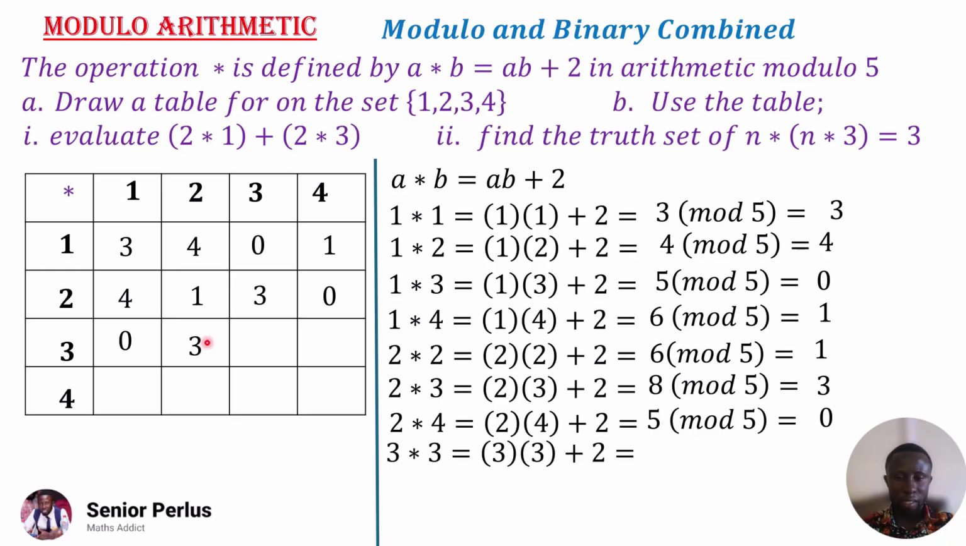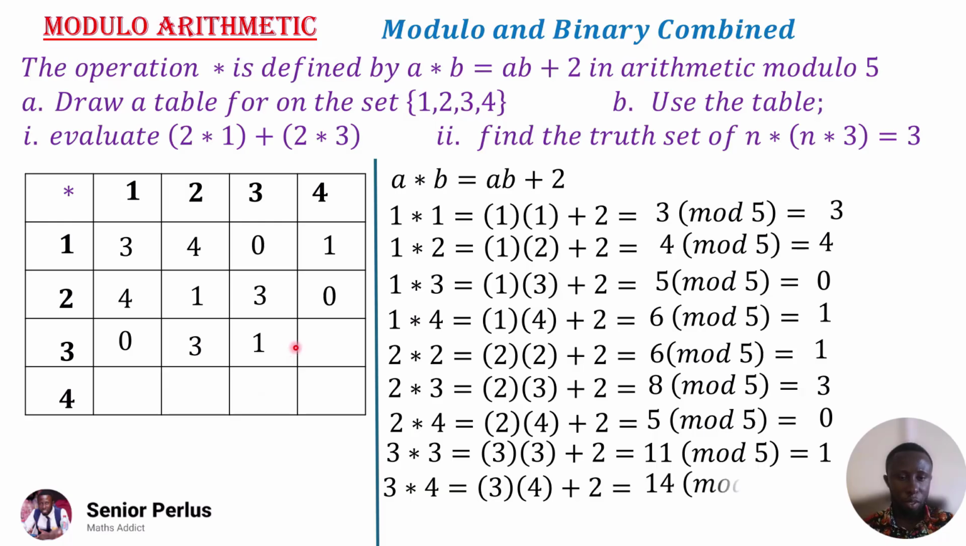So 3 star 3 is 3 times 3 plus 2, and that's 11 mod 5. So 11 mod 5 is 6 if I subtract once. Then I'll subtract again, and I'll get 1. Or you can use the mixed fraction to find the remainder. 3 star 4, that one we already have. And that one too. This is the answer.